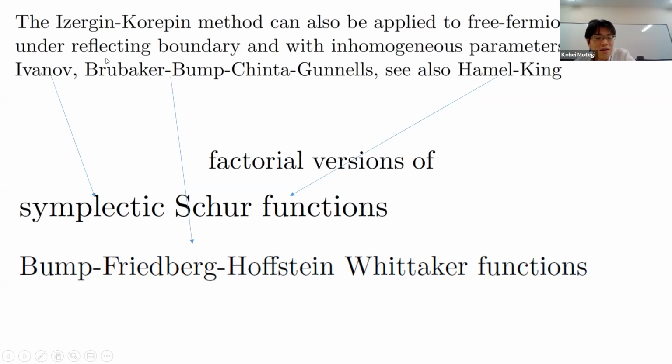So this was actually the non-factorial version, which I mean no W parameters, and the vertical line was done in the paper by Ivanov and Brubaker, Bump, Chinta, Gunnells. And I think there is a similar paper by Hamel and King. The differences between this paper and this paper is that they consider different K matrices.